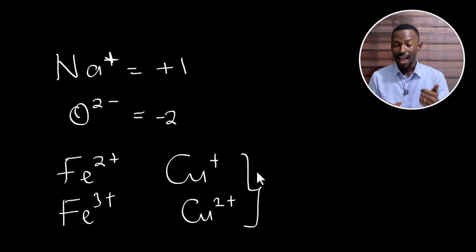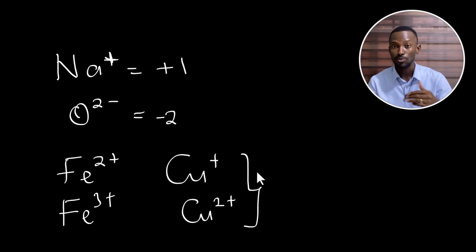So if you meet iron and copper, what you should keep in mind is you have to state the oxidation state, whether it is iron 2 or iron 3. And if you meet copper, you have to state whether the copper is copper 1 or copper 2. You have to state them. Meanwhile, for the rest, like sodium and magnesium, you do not need to state their oxidation state because they are not variable, they are fixed.